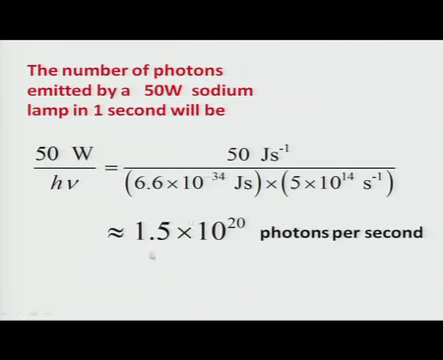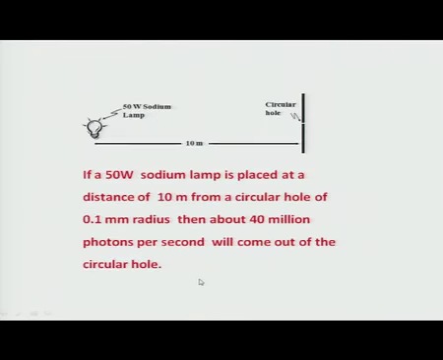So, you multiply this out and you find that about 10 to the power of 20 photons per second. So, if a 50-watt sodium lamp is placed at a distance of 10 meters from a circular hole of 0.1 millimeter in radius, then from this tiny hole, simple calculations will show about 40 million photons per second will come out of the circular hole.